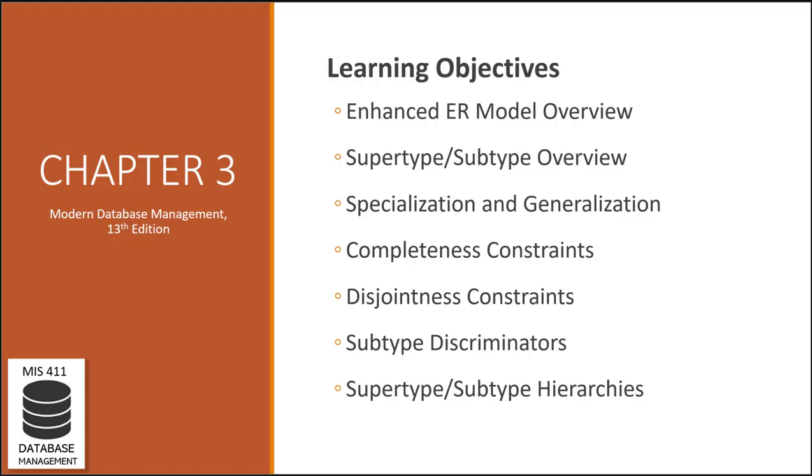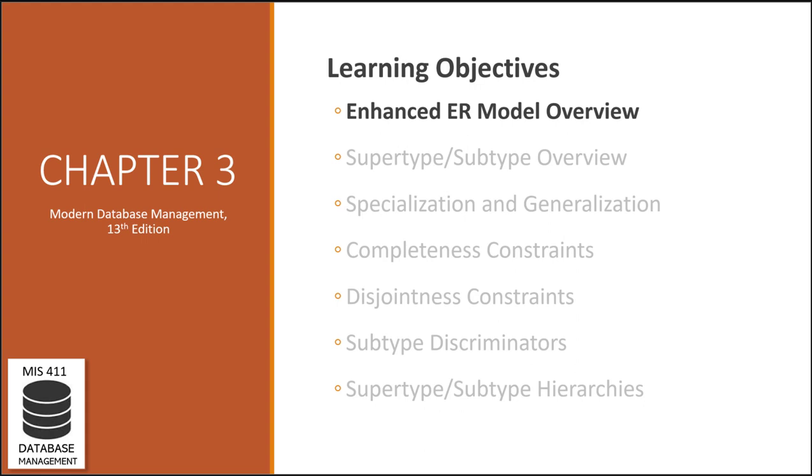So the learning objectives for Chapter 3 are going to be an overview of the enhanced ER model, supertype, subtype overview, specialization and generalization, completeness constraints, disjointness constraints, subtype discriminators, and supertype subtype hierarchies. And so we're beginning with the enhanced ER model overview.